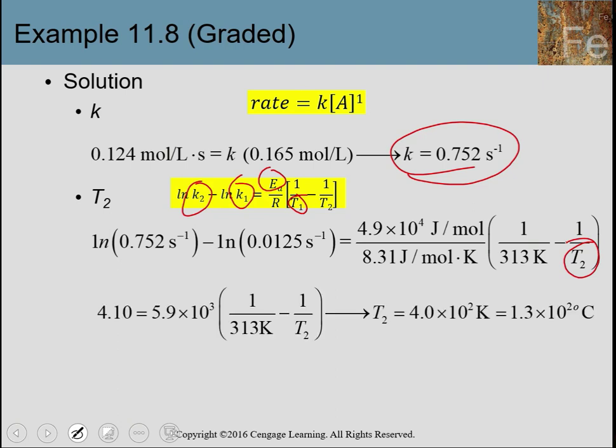Then it's math world. Take my numbers, my natural log of 0.752 and my natural log of 0.0125. Do that math. Put in my old temperature and then solve for T2, and I get 400 kelvins or 130 degrees Celsius. This reaction will go at that rate, at that concentration, at 130 degrees Celsius. Okay, so that's this use of the Arrhenius equation and a bunch of different ways to do this.